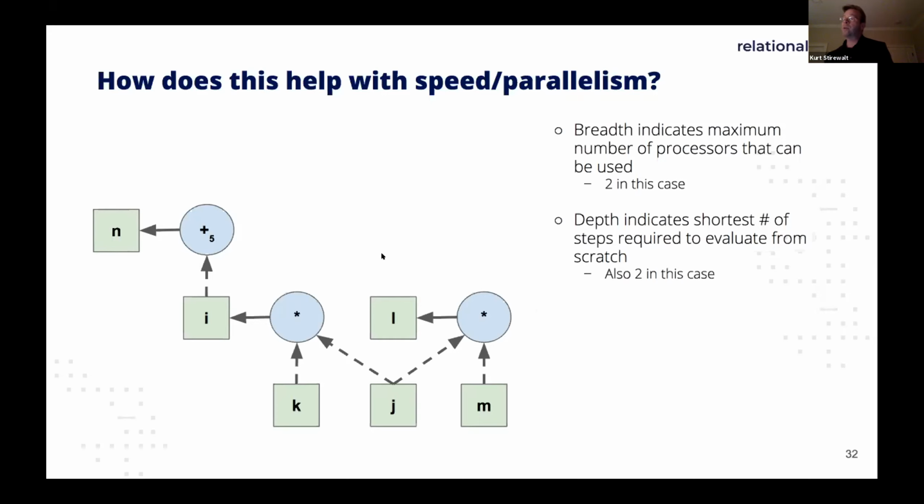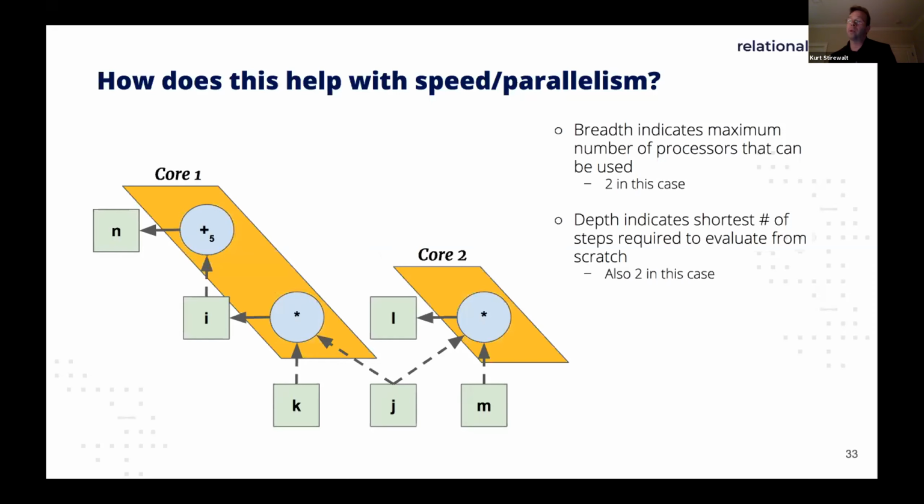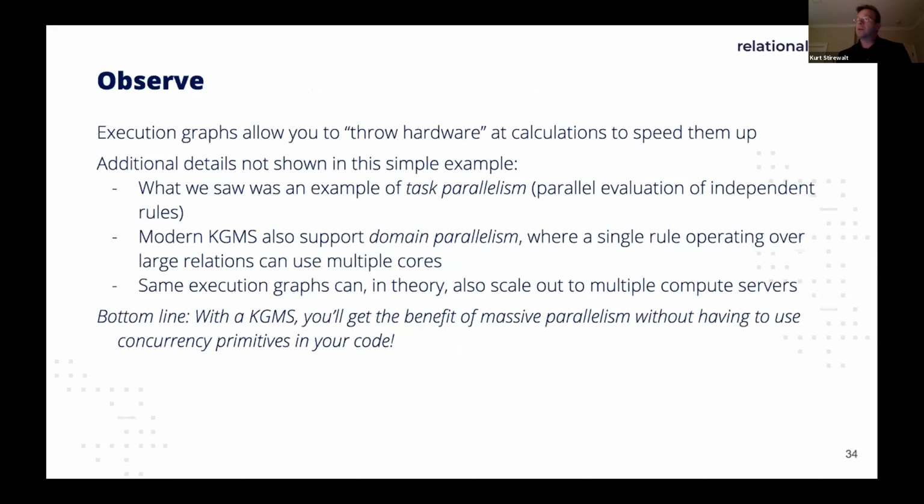So to fully evaluate this calculation from scratch, we can provision 2 cores to run in parallel, computing independent subgraphs of this execution graph, and the longest sequence of calculation steps is 2. Whereas if we had done these things in sequence, statement 1, statement 2, statement 3, it would have taken 3 steps on 1 core. We can trivially parallelize it by putting it in the form of an execution graph. So this allows us to throw hardware at calculations to speed them up.